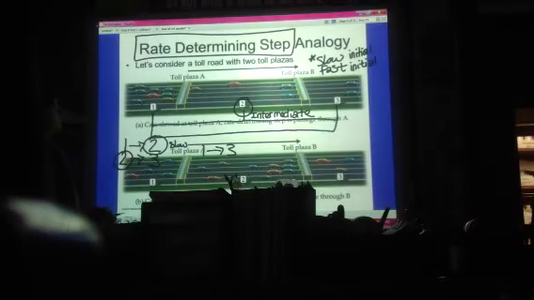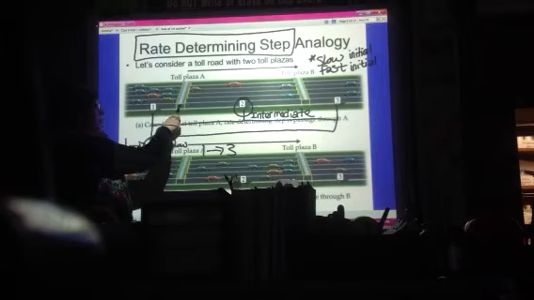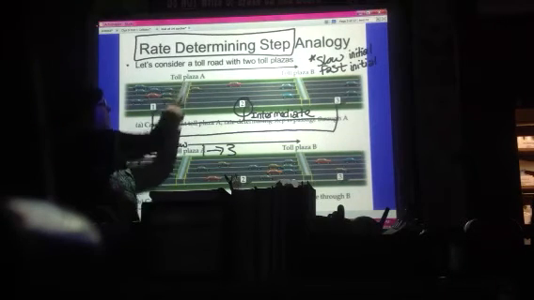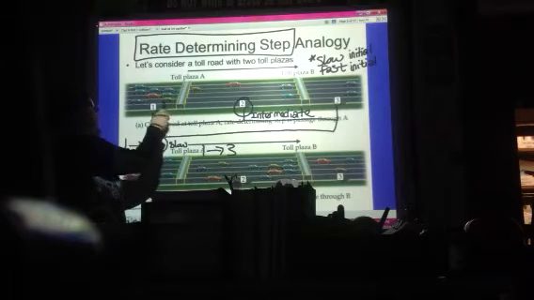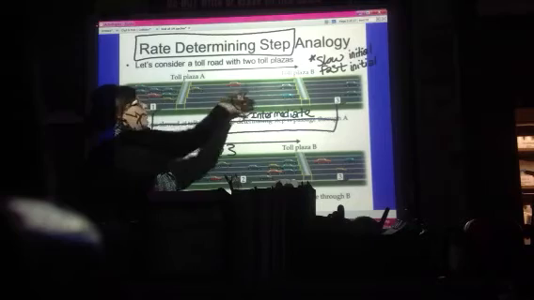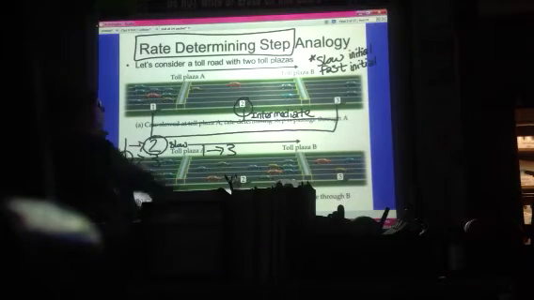If we go back and look at that, here's my rate determining step. I can't get all of these cars through this toll plaza if this is my limiting step. So I'm limited by how many reactants, how many cars, I'm going to have moving through the rest of that reaction, or moving through that highway.